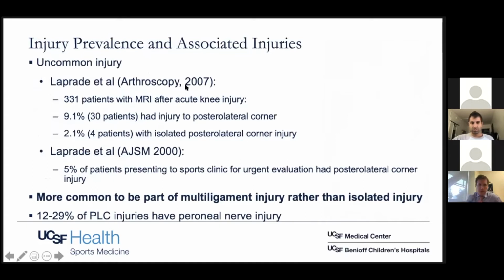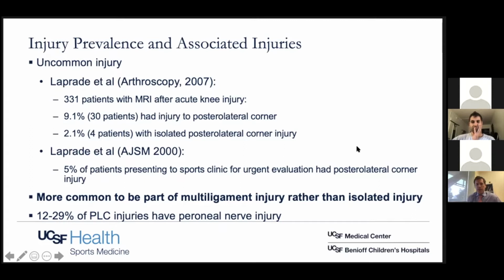And this is one series, 330 patients, acute knee injury. 9% of patients had an injury to the posterolateral corner, and then 2% had an isolated injury to the posterolateral corner. And then in another study from LaPrade, 5% for urgent evaluation had a posterolateral corner injury.